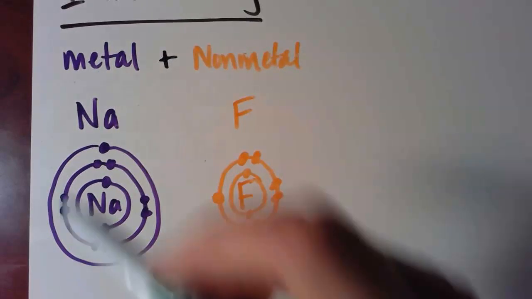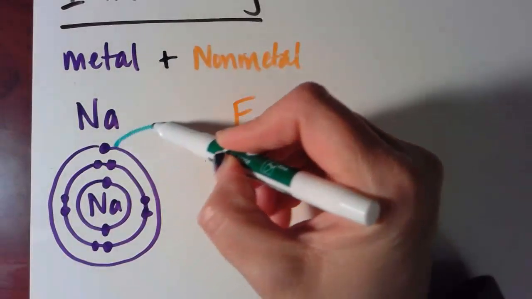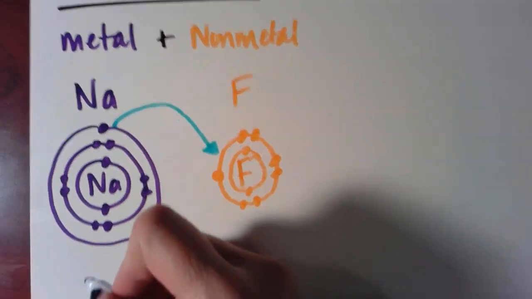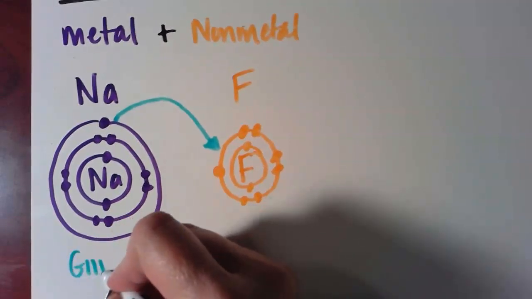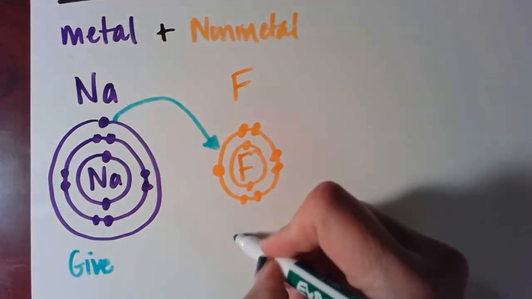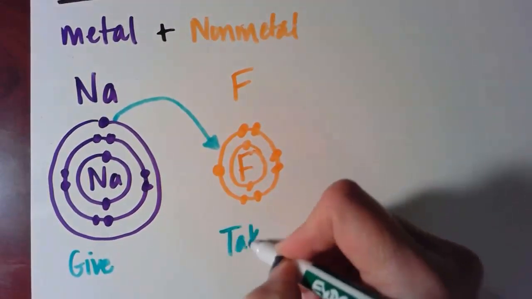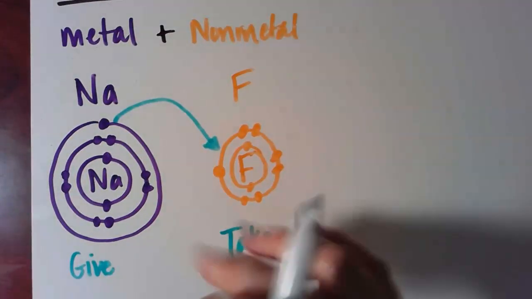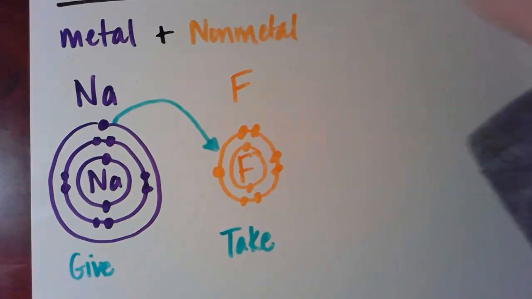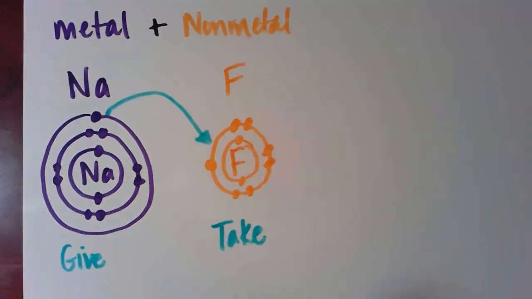So metals will always give to a nonmetal. Okay, so my metals are my givers. They give, give. And my nonmetal will always take. Take, take, take. It could take 1, it could take 2, it could take however many it needs to become stable. All right, so in this case, sodium is going to give to fluorine, and in the end, this is what happens.